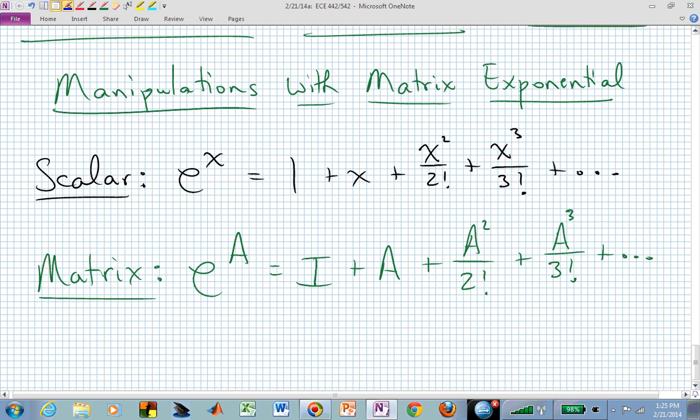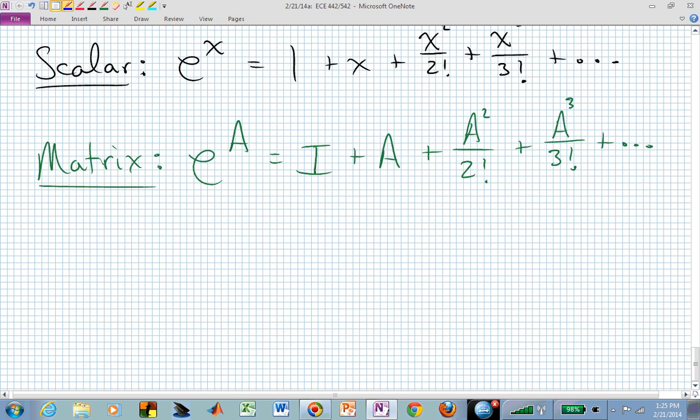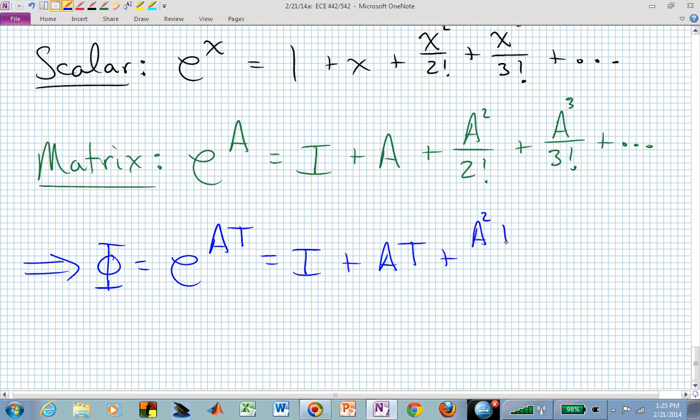That's not quite what we have. We actually have that A matrix being scaled by the sampling period capital T, but that is a trivial modification to that matrix exponential expression. We now have phi equal to e to the A T, which says that we have I plus AT plus A squared T squared over 2 factorial plus A cubed T cubed over 3 factorial, etc.